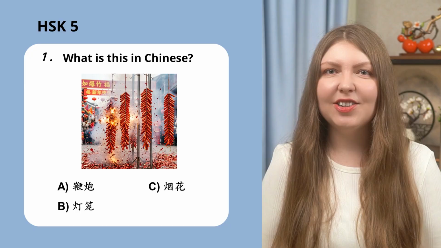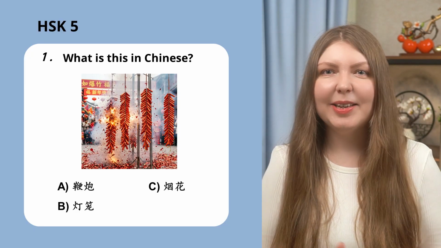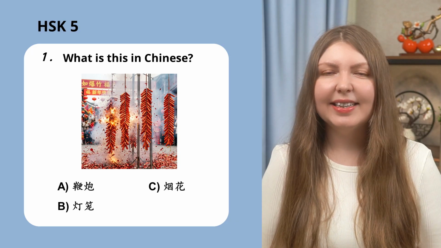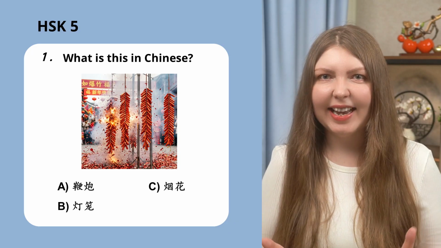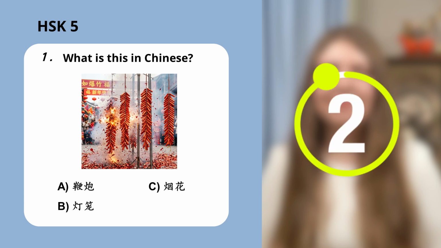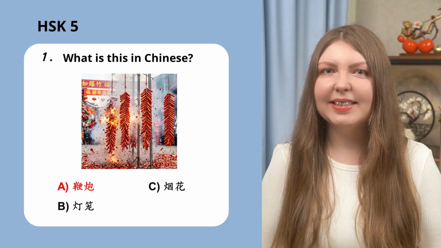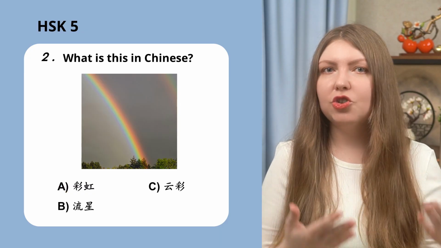What is the word in Chinese? Is it A, 鞭炮, B, 灯笼, or C, 烟花? Take a moment to decide. That one is A, 鞭炮, which means firecrackers. Now let's move on to the next one.